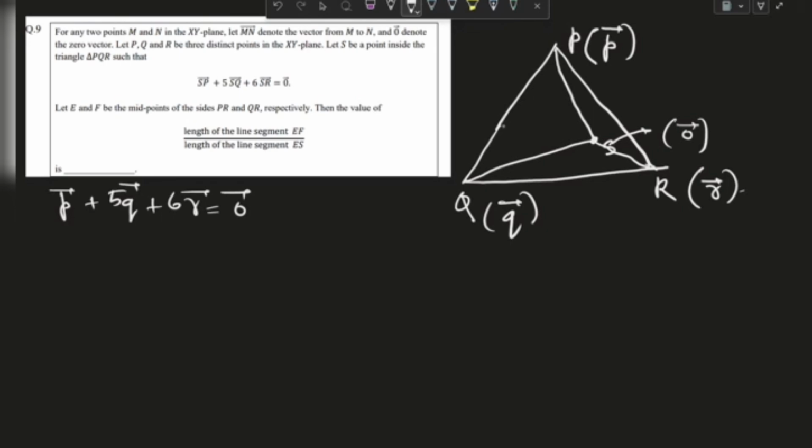After this we have that P, Q, R are 3 distinct points, and E and F are the midpoints of PR and QR. So if we take PR, here is E, and let's say here is F. Now if we join EF, as you can see, I will mark this in the diagram. This is the midpoint of this side.